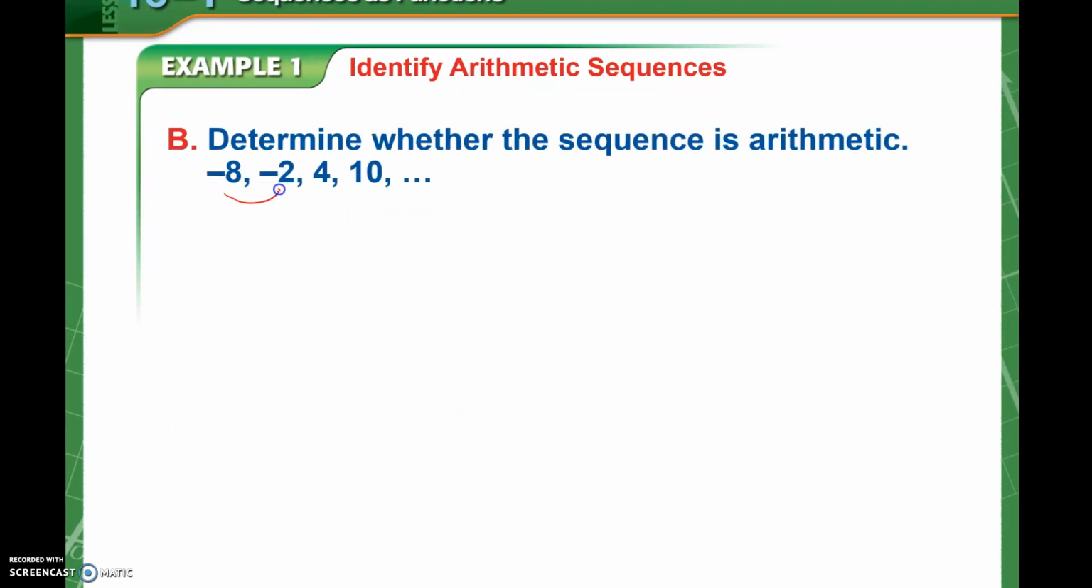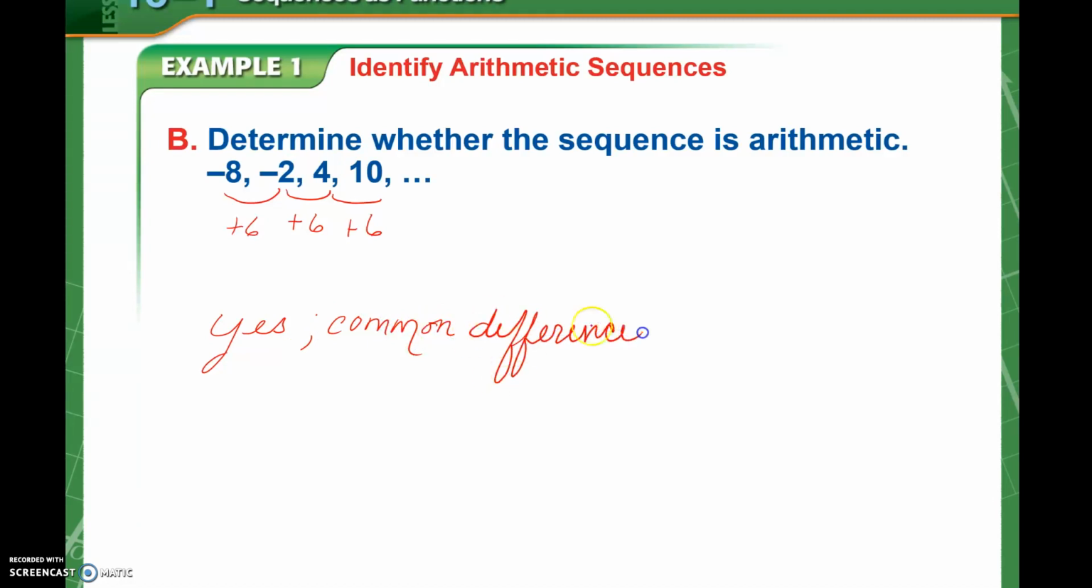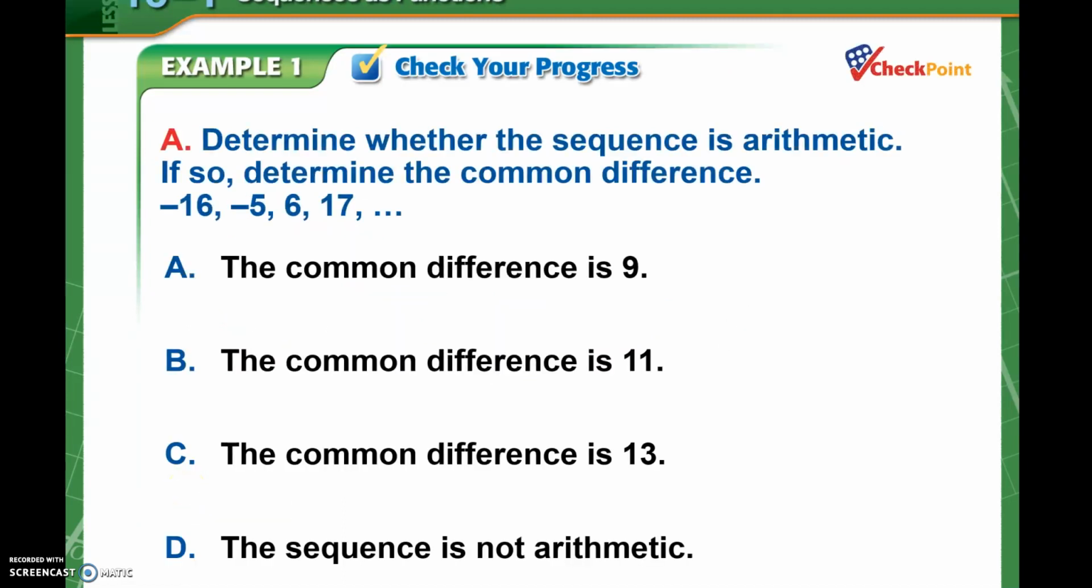Okay, here we're going up by 6. This one's also going up by 6, and this one's going up by 6. So we see that these all have the same common difference of 6. So yes, it's arithmetic. Common difference is 6. Right, so that gives you a good example of arithmetic.